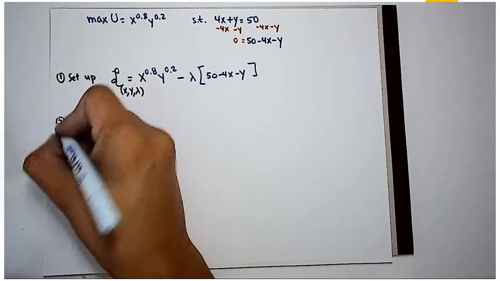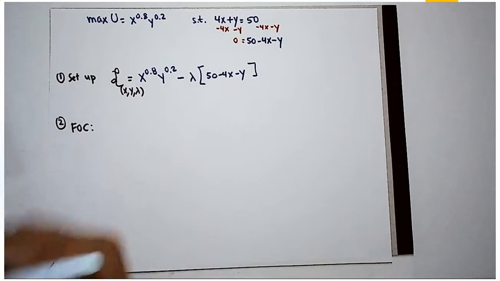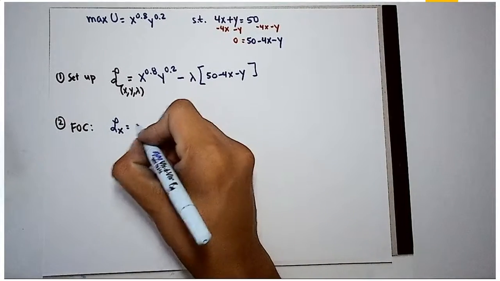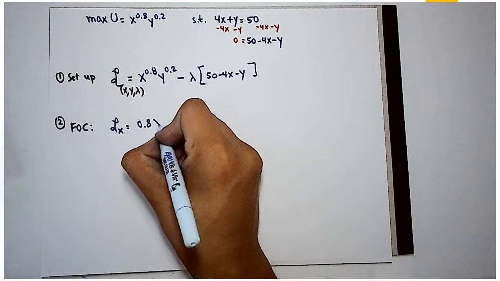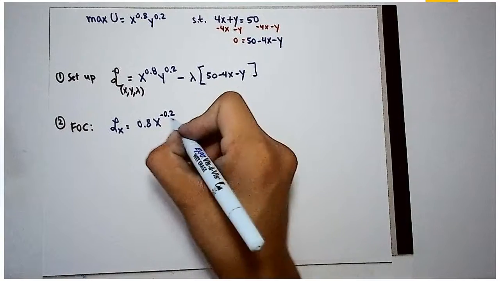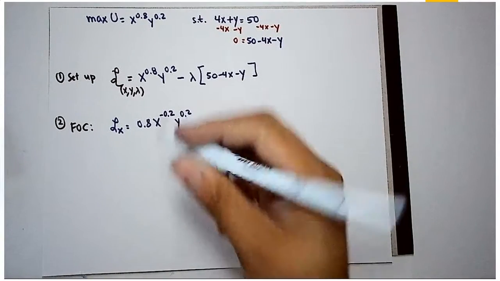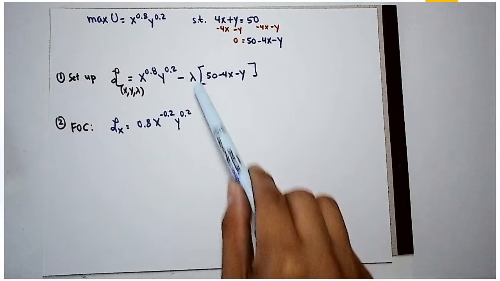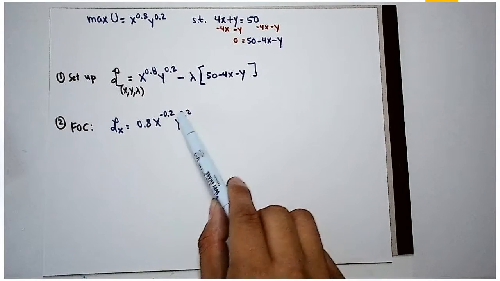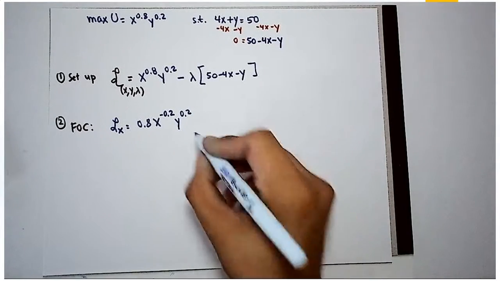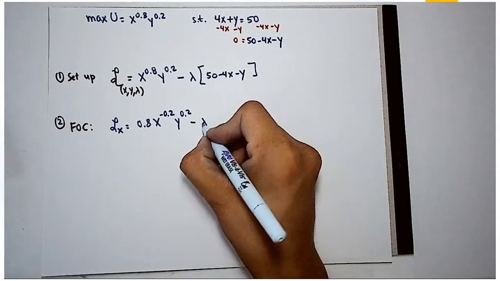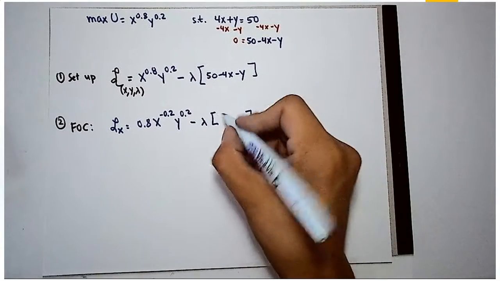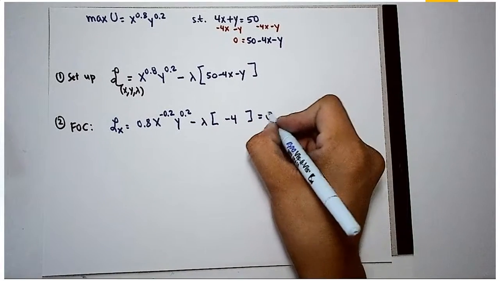And then next, we take the first order conditions. With respect to x, this is 0.8 x to the minus 0.2, y to the 0.2. This is because the only variable part was x to the 0.8, and y to the 0.2 was simply a constant, minus lambda times. Here the derivative with respect to x is simply minus 4, and we set this equal to 0.